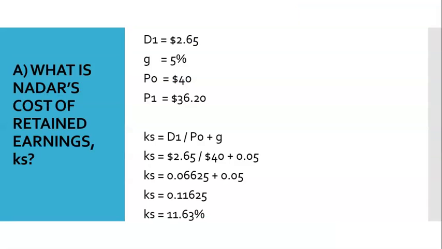So the formula for cost of retained earnings is D1 divided by P0 plus g. And that would be 2.65 divided by 40 plus 0.05, which would lead to 0.06625 plus 0.05, which would give a final answer of 0.11625, or 11.63%.